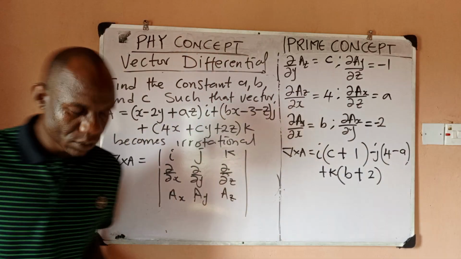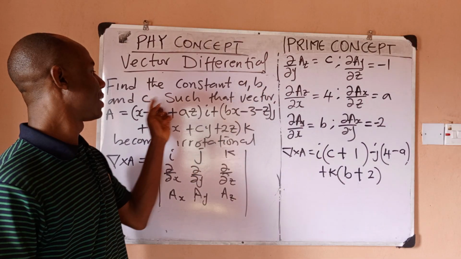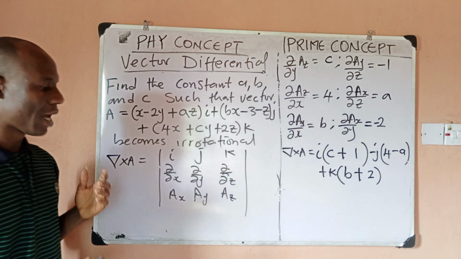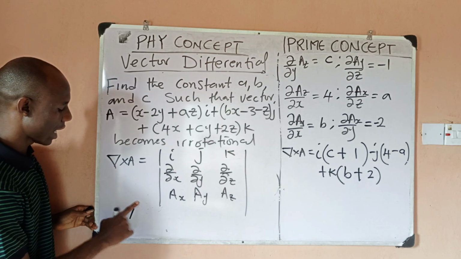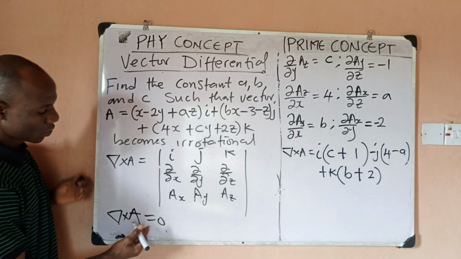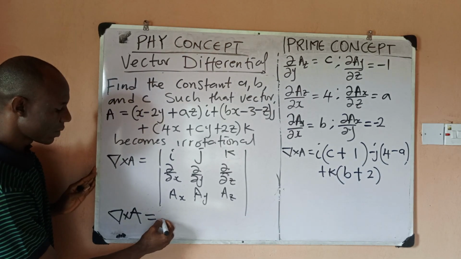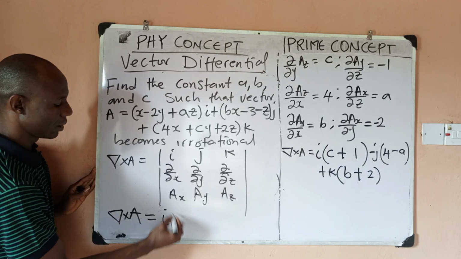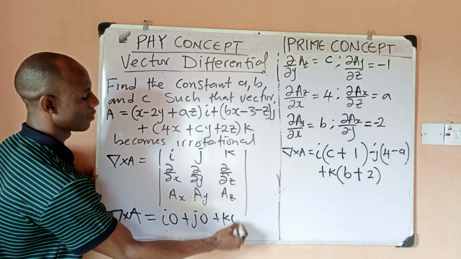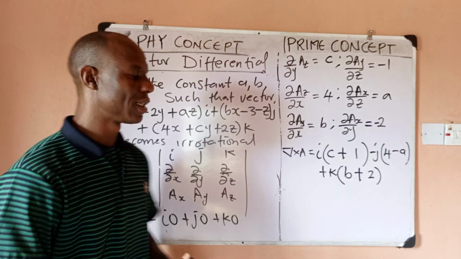Cannot really do anything. Now they said we should find the values of a, b, and c such that this vector vanishes or this vector becomes irrotational. And we mentioned that for a vector to be irrotational, it means that the curl of that vector is what? 0. When you say the curl of a vector is 0, what it means is that the component of i is 0, the component of j is 0, the component of k is what? 0. So what it means is that we're going to separately equate each of these components to 0.